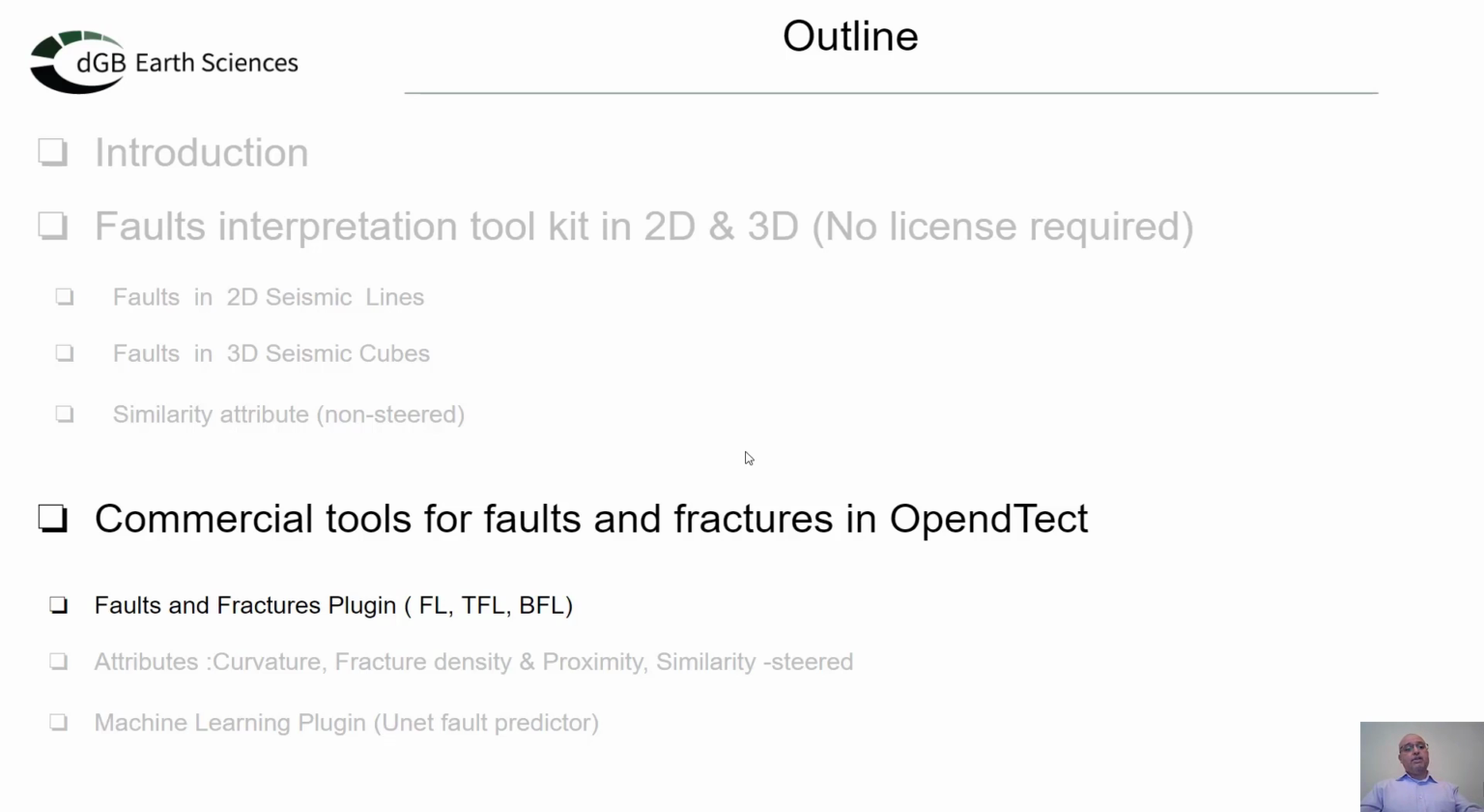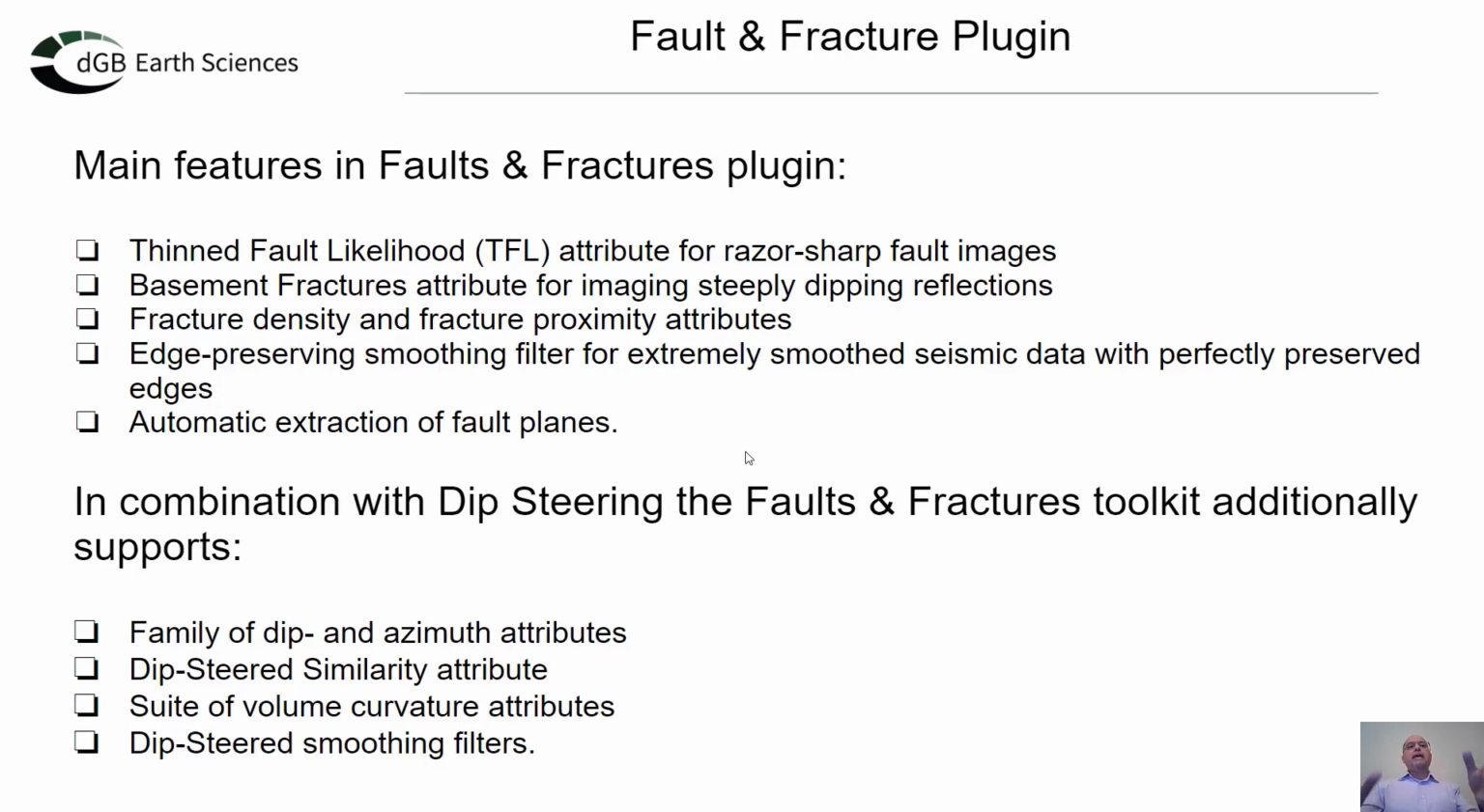So we will start with the fault and fracture plugin. The main highlight in this plugin is the thin fault likelihood. It's a power of semblance. It's an attribute that produces sharp images of faults.